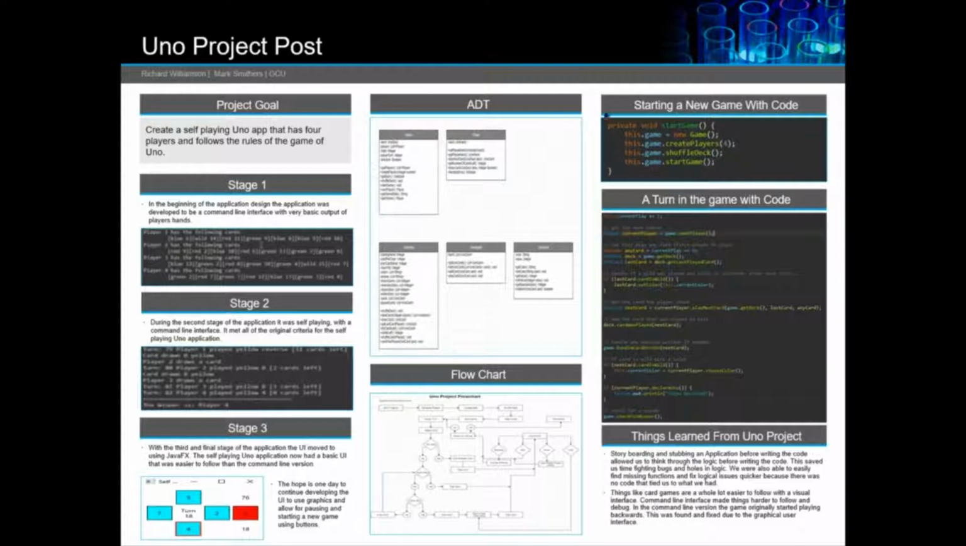So starting a new game with code, all you have to do when using this is create a function, start a new game. This game is a new game. Create players. We wanted 4 players. You have to shuffle the deck and start the game. And then here is an example of code: a turn in the game with code. And so this is just logic to allow a player to play a hand.